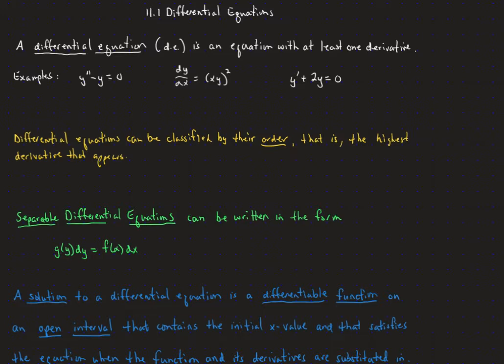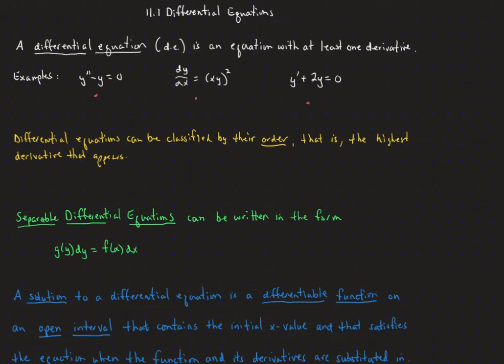So one way of classifying differential equations is by their order, which means the highest derivative that appears. So the first differential equation is a second order differential equation, and the second one is a first order, and so also is the third one a first order differential equation.